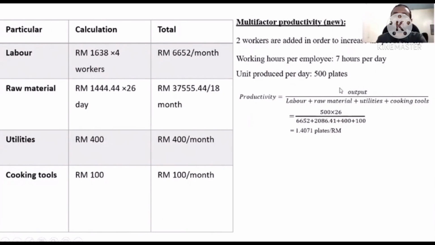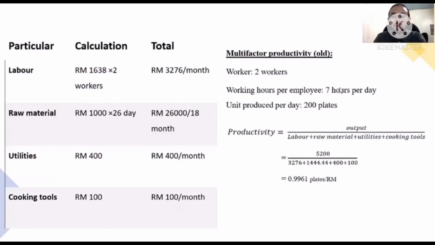And then the multi-factor productivity: 2 workers are added in order to increase the productivity. Worker hours per employee is 7 hours per day. Units produced per day is 500 plates, which makes the productivity equal to 1.4071 plates per worker hour, which is increased from 0.9961 plates per worker hour.